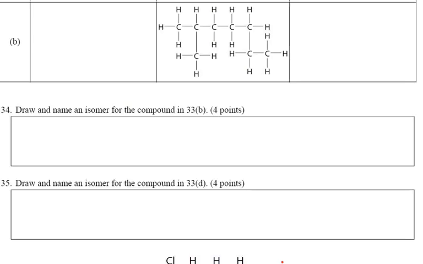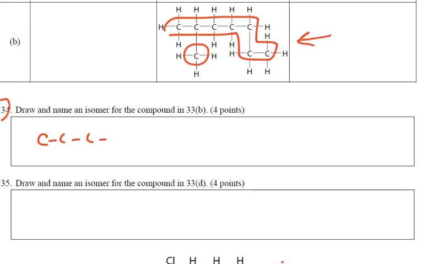For question 34, it says draw and name an isomer of the compound in 33B. So I recopied that question up there. And that one, you remember, was 1, 2, 3, 4, 5, 6, 7. It was a 2-methylheptane. So there are a lot of different things you could do. There are 8 carbons altogether. So you could just do 8 carbons in a row and call this octane.